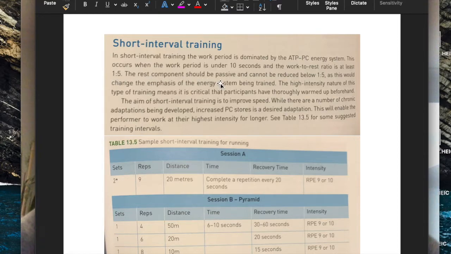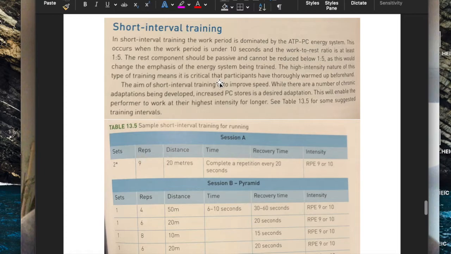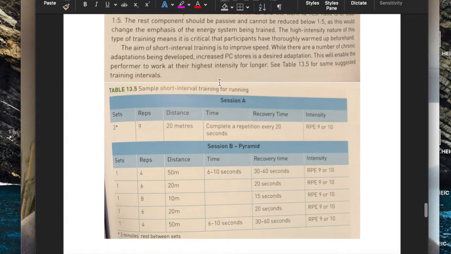And so the rest component should be passive for this one, and it will really help make sure that we're training the ATP-PC system. We're really trying to get the body to replenish its phosphate creatine as quick as possible, and we're really trying to work with phosphate creatine being our desired energy source.